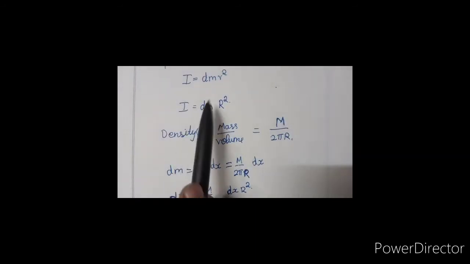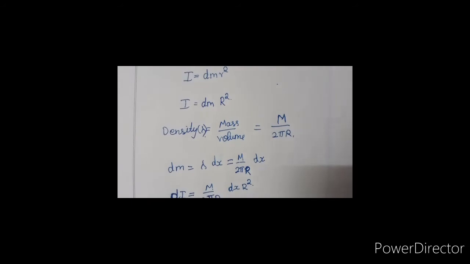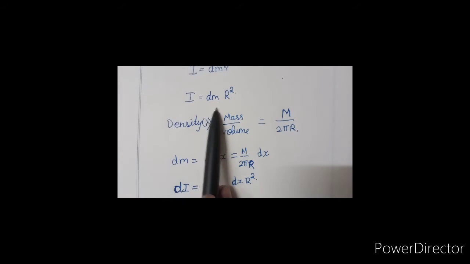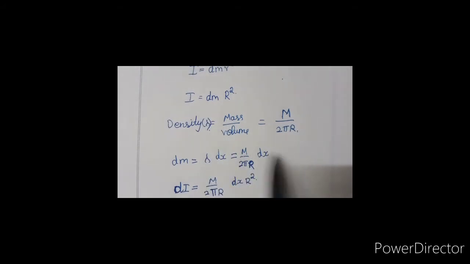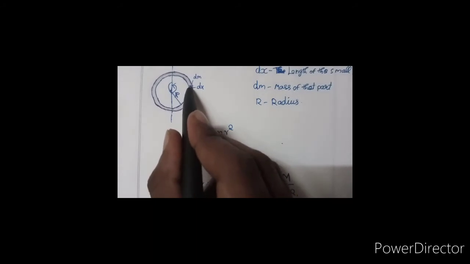Now from this equation we are substituting dm as this value, and the same r here. In the inertia formula, dm is m by 2 pi r dx. Here in this formula we are substituting dm as this value, and r square we are writing as r square. Then this formula is the moment of inertia of the small part in the circumference of the ring.